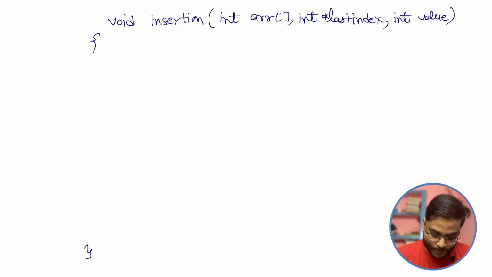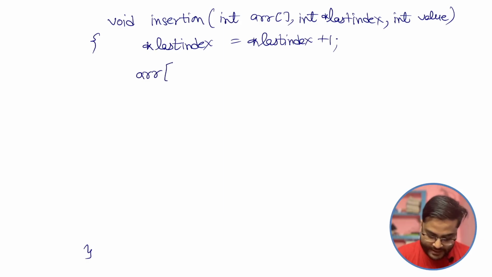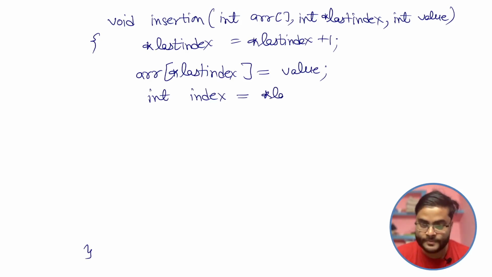Now I will increment my last index, so my last index will be last index plus 1. And now I will put the value at my last index. So I will insert the value at my last index, and I will take a variable index, and in index I will put the last index.